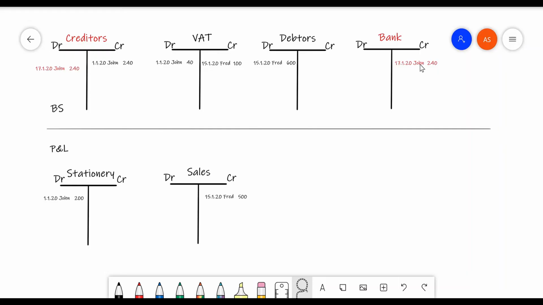Now we pay John for the stationery we purchased earlier. So we credit our bank account, we're taking the money out, and we debit our creditors. Now we no longer owe John anything. Our creditors balance to zero, so we have none. Also note that our bank account is in credit or deficit. Let's hope that we've remembered to arrange an overdraft facility.